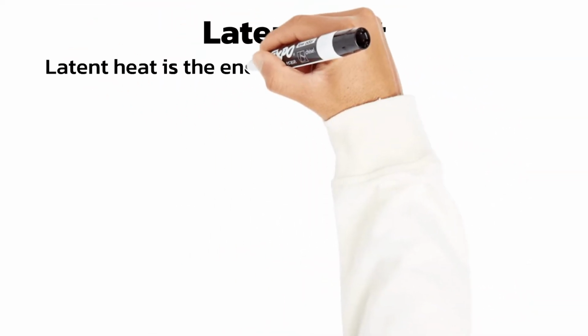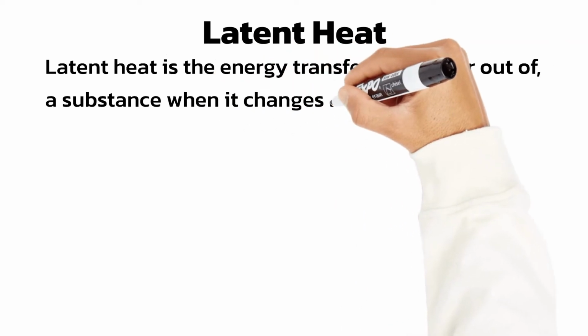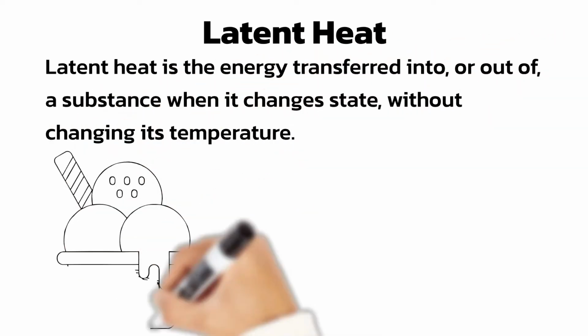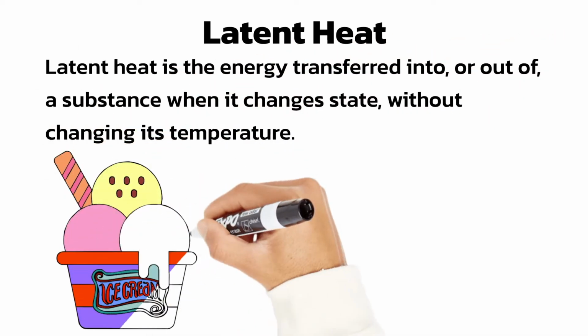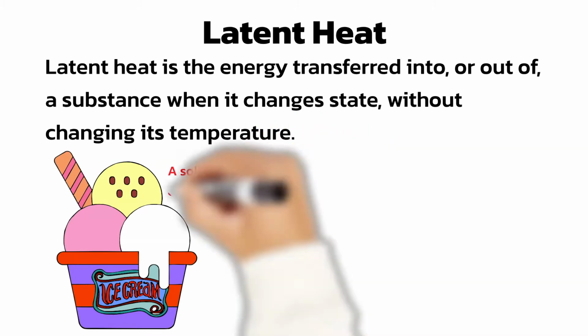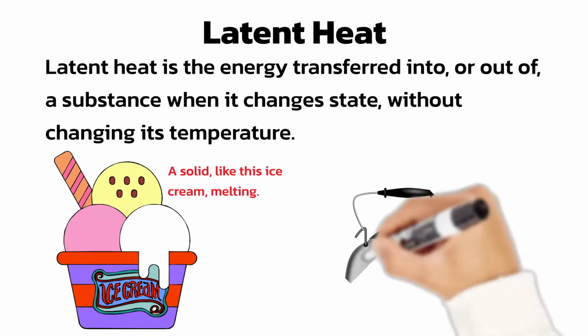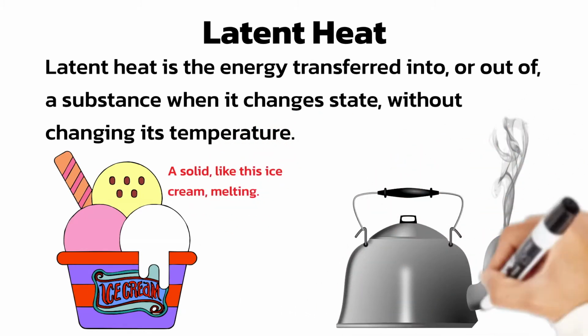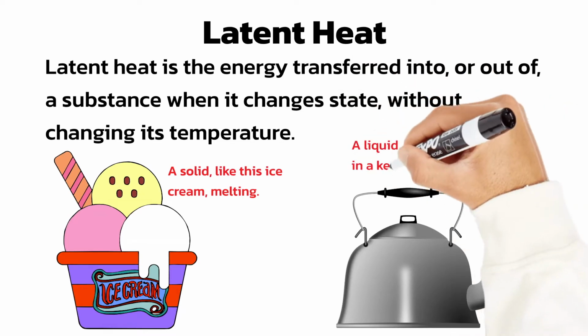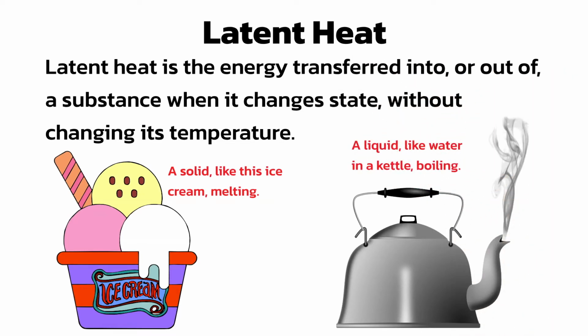Latent heat is the energy transferred into, or out of, a substance, when it changes state, without changing its temperature. For example, a solid, like this ice cream, melting on a hot day. Or a liquid, like water in a kettle, boiling. Both of these processes need energy to make them happen.